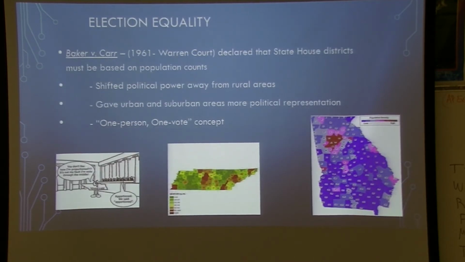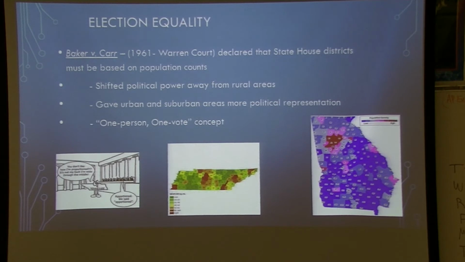A case that we had earlier, and I throw it in here because the College Board loves this case because it checks off a lot of boxes. It deals with elections. It deals with federalism. It deals with civil rights. But the Baker versus Carr case, which is the one person, one vote concept, told states, so the federal government forcing states to redo their apportionment.